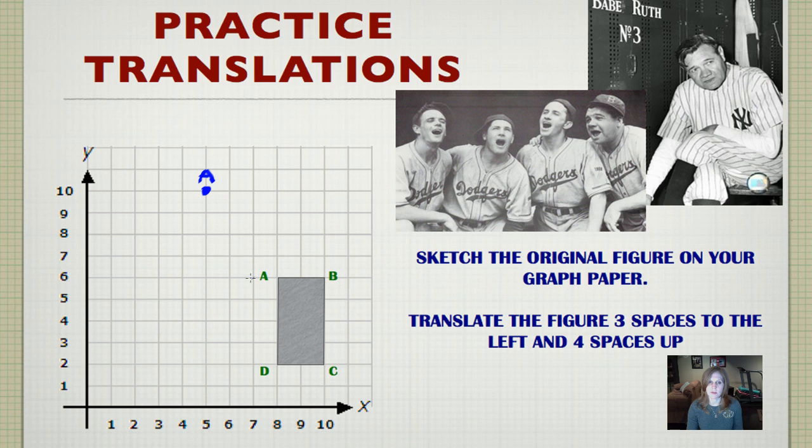B, 1, 2, 3 spaces to the left, and 1, 2, 3, 4 spaces up. There's point B. And then point C, 1, 2, 3, 1, 2, 3, 4. Point C. And D is 1, 2, 3, 1, 2, 3, 4. Now we connect our points. Connect point A to point B, B to C. It's the vertical lines I'm so bad at, apparently.